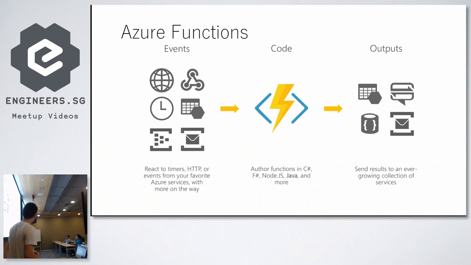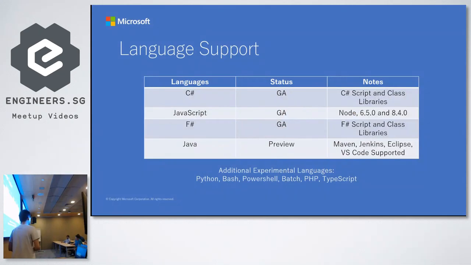As of today, this might not be fully updated, but we have C#, JavaScript, F#, Java, and a couple more languages coming up like Python, Bash, PowerShell, TypeScript. For example, for JavaScript, it says Node 6.5 and 8.0. Right now, you are supporting close to Node 10.11.1 already.